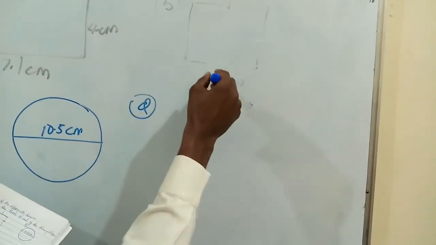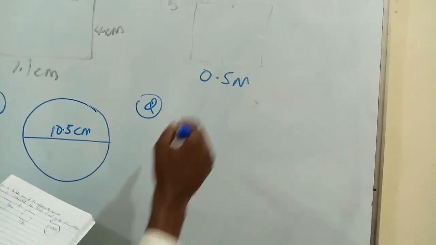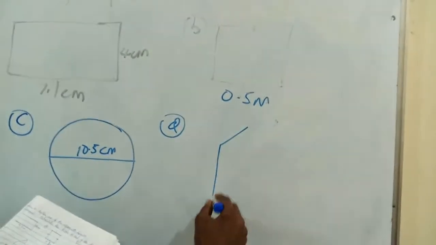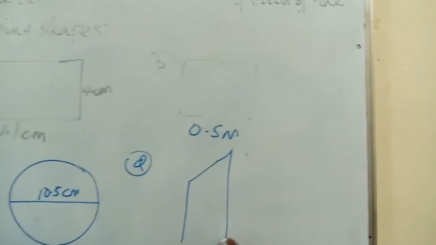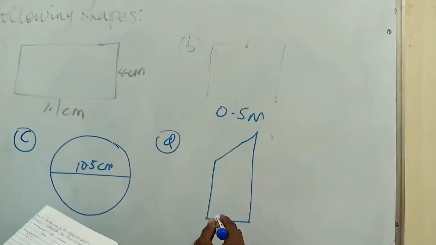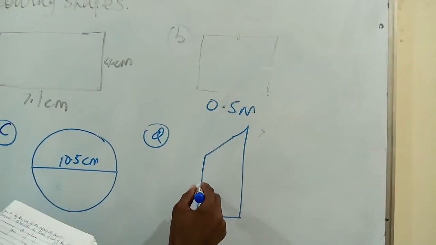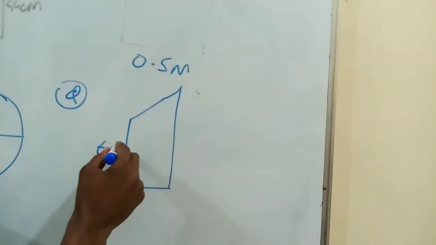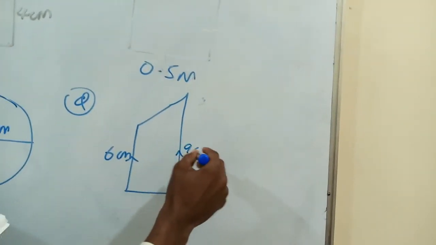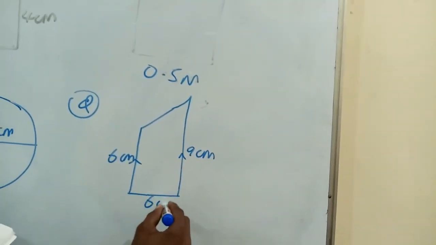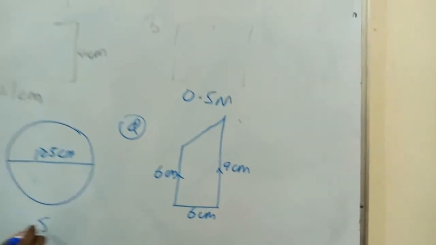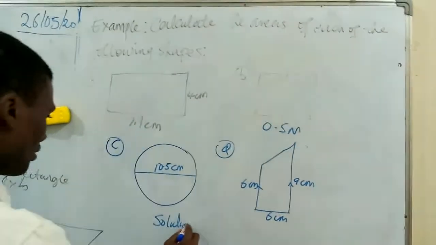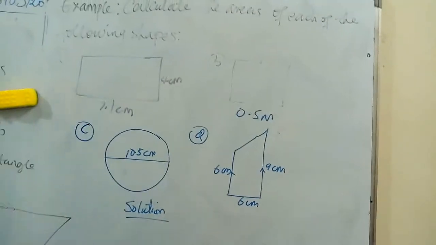Then we have a trapezium. This trapezium is drawn this way, of sides 6 cm and 9 cm with our height of 6 cm. We have to find their areas. Now how do we do that?